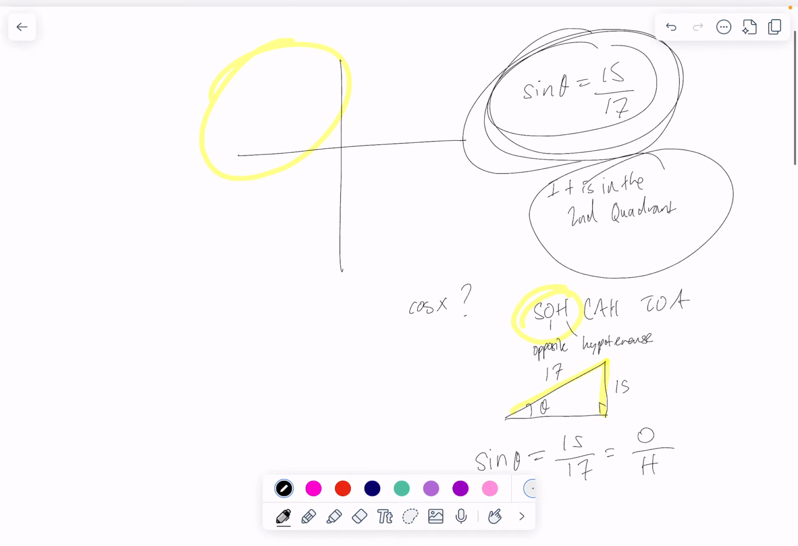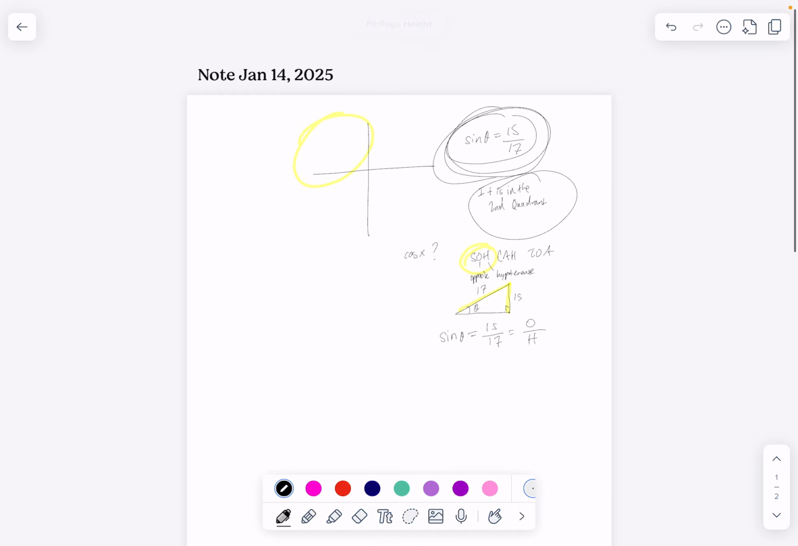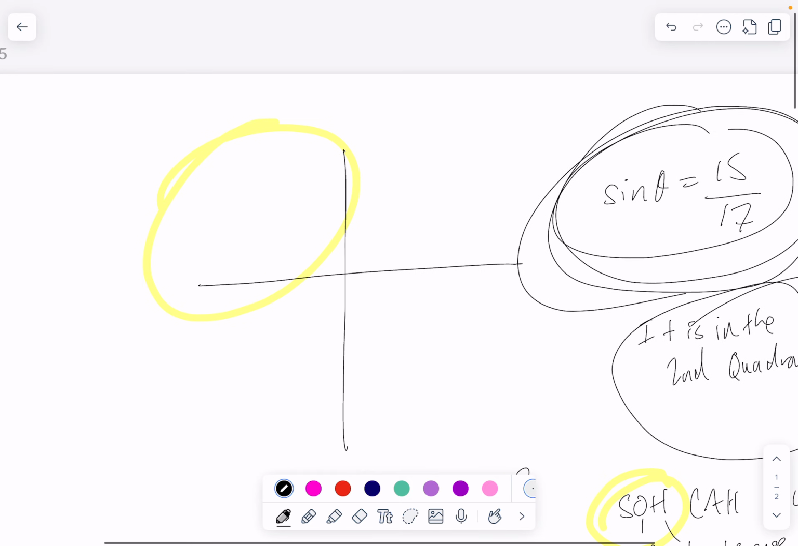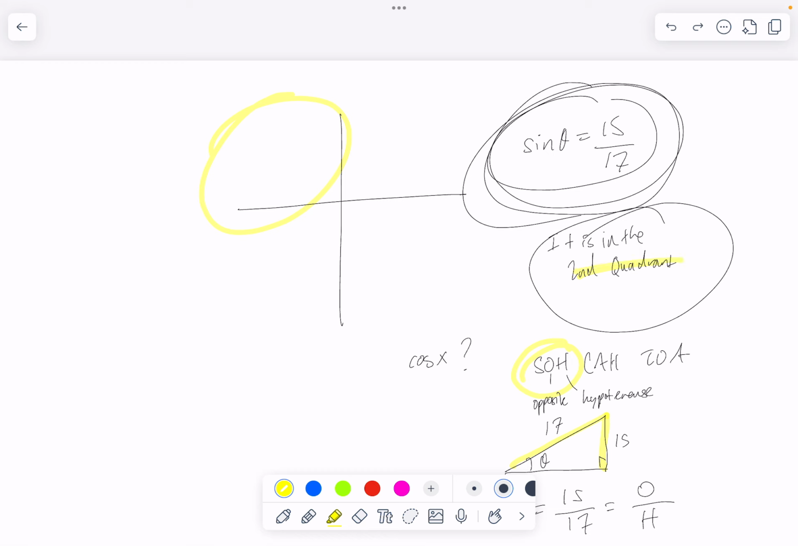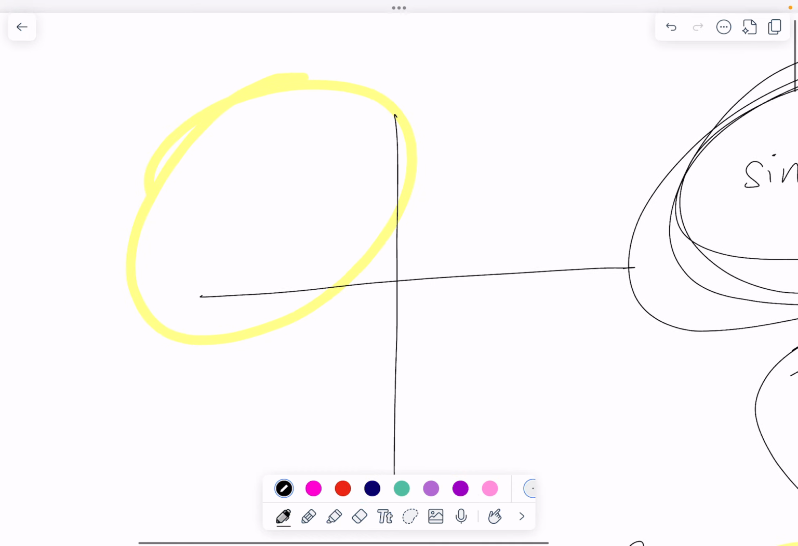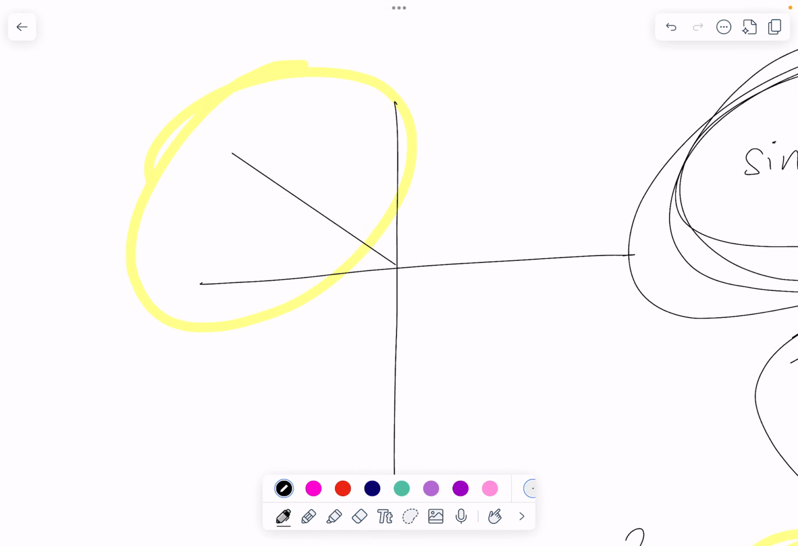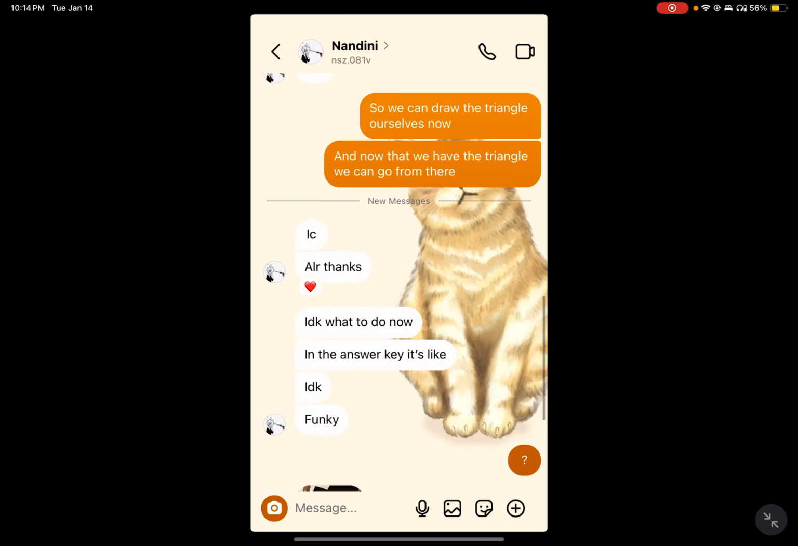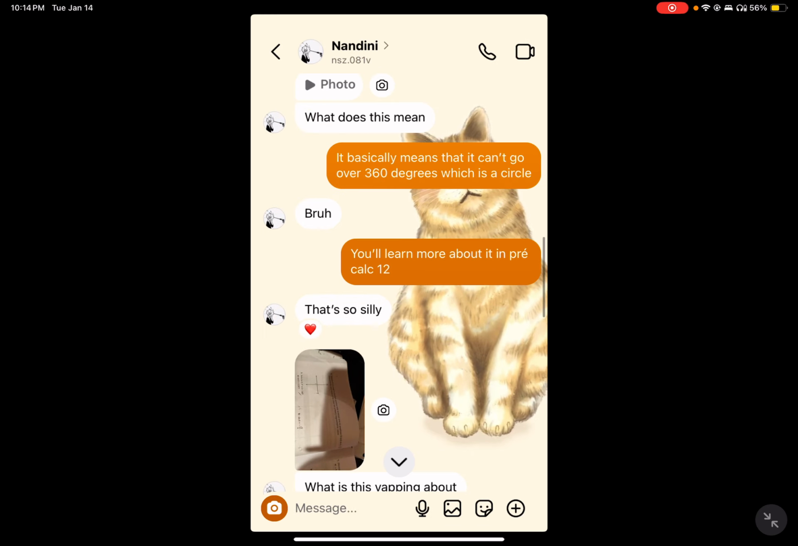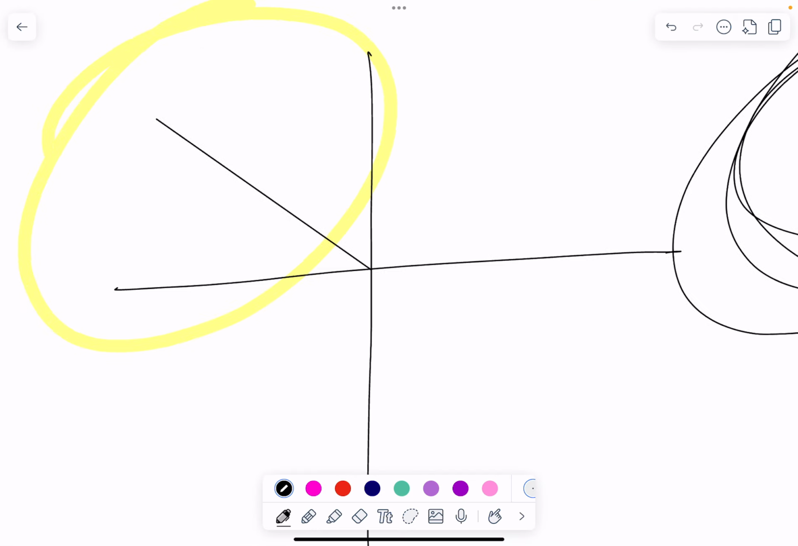Now we're just going to use that logic and apply it here. So first of all, why don't we draw a terminal arm in this quadrant? A terminal arm can be anywhere. It can be here or it can be here. But we know that it is in the second quadrant, so that's why we're putting it there. Hopefully that's clear. So now we have the terminal arm. Let me look at the question again. Okay, standard position. All right, that's fine.